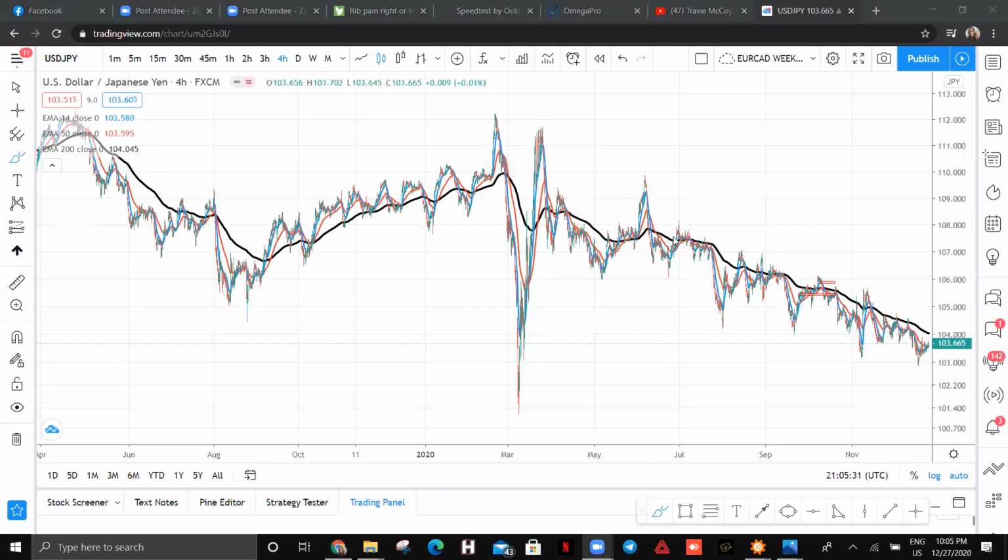My chart is blinking. Let me check. Yes, I said it earlier. The 200 EMA acts as support and resistance. If you look at the chart, I wrote it there that it acts as support and resistance.